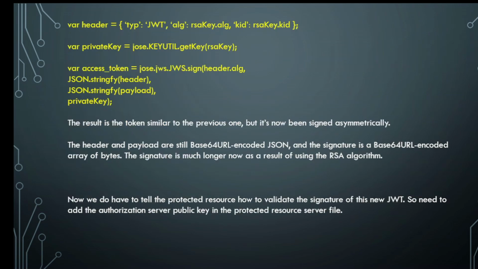So here just put var header equal to type JWT, alg is rsaKey.alg, and kid is rsaKey.kid. Then put var privateKey equal to jose.KEYUTIL.getKey(rsaKey), and finally create var access_token equal to jose.jws.JWS.sign(header.alg, JSON.stringify(header), JSON.stringify(payload), privateKey): header, payload, signature. The result is a token similar to the previous one, but it has now been signed asymmetrically.